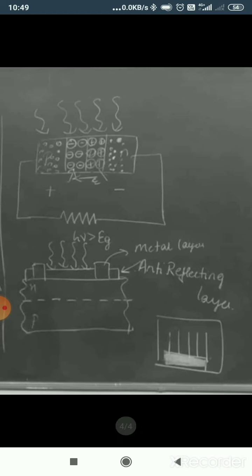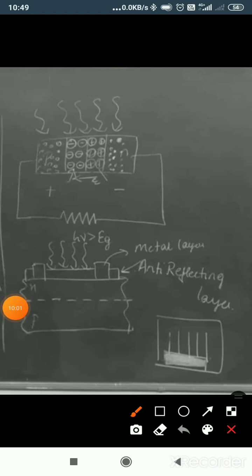So in the textbook, this figure is mentioned. In your internal as well as external exams, you have to draw this particular figure. So this is the N region, and this is a P region in between. So we call it a junction.